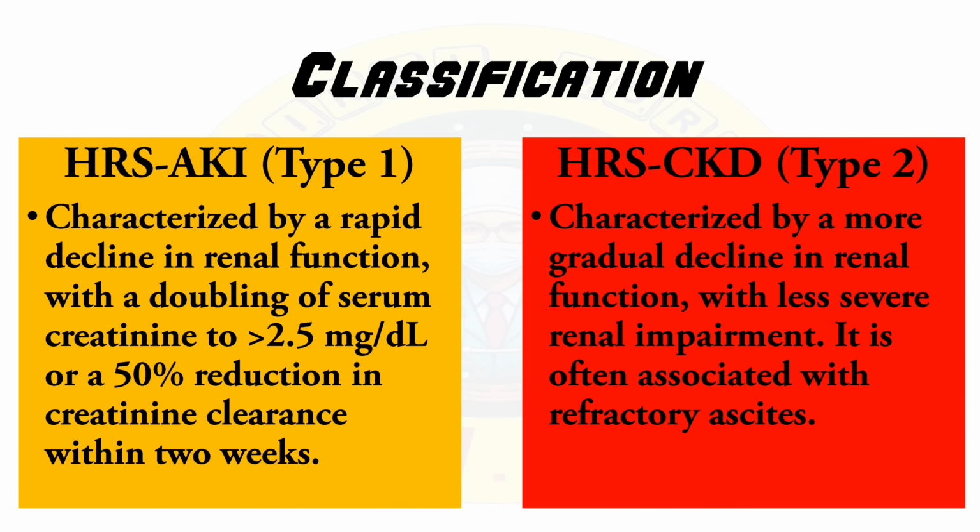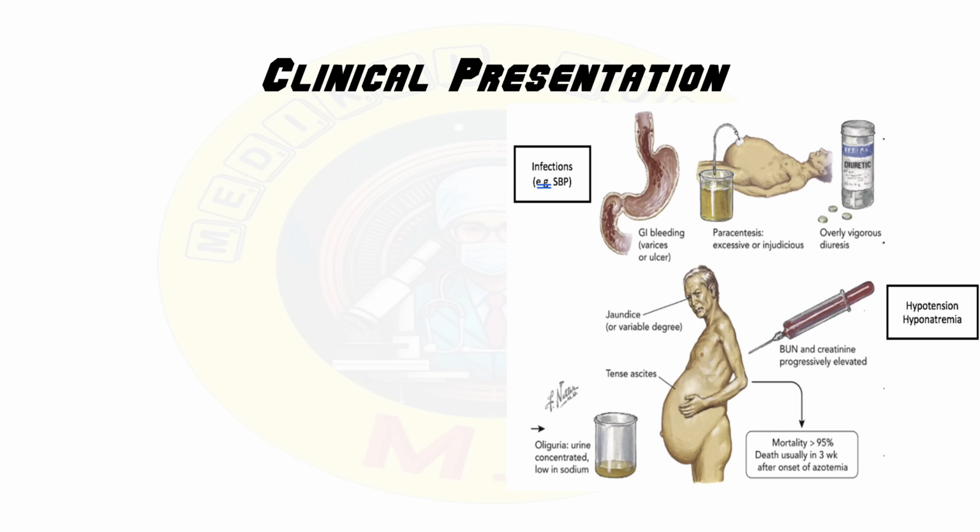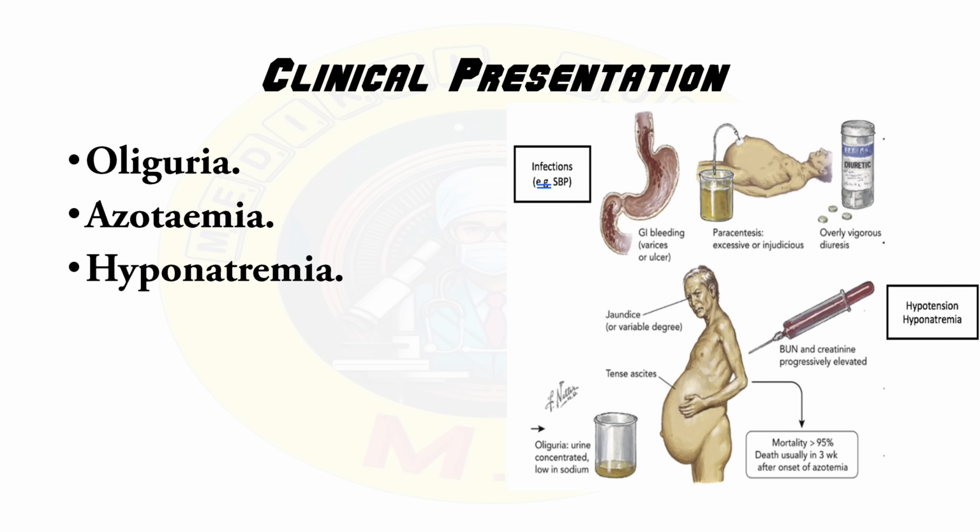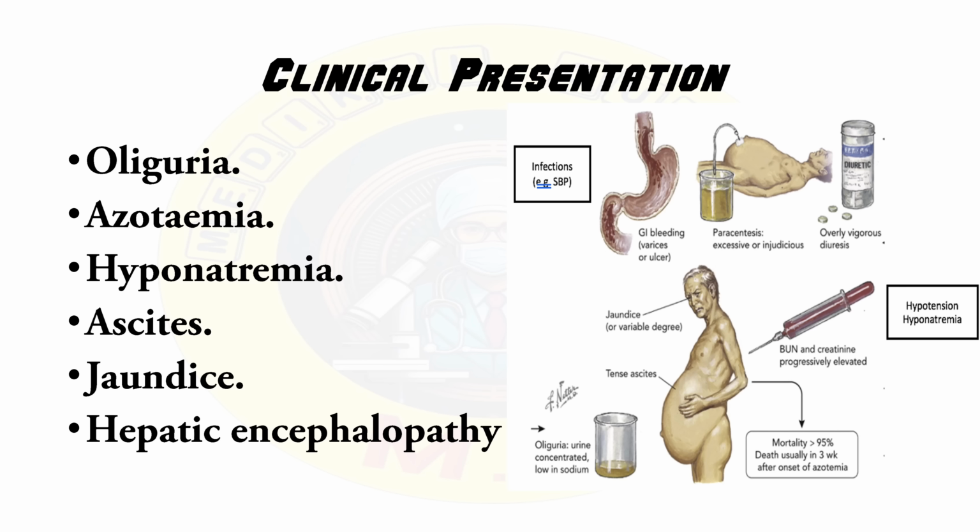Coming to clinical presentation of hepatorenal syndrome, it typically occurs in patients with advanced cirrhosis and portal hypertension. Common clinical features include oliguria, that is decreased urine output, azotemia, that is elevated blood urea nitrogen (BUN) and creatinine levels, hyponatremia, that is low serum sodium levels, ascites, that is accumulation of fluid in the abdomen, jaundice, this is yellowing of the skin and eyes, and hepatic encephalopathy, that is altered mental status due to liver dysfunction.